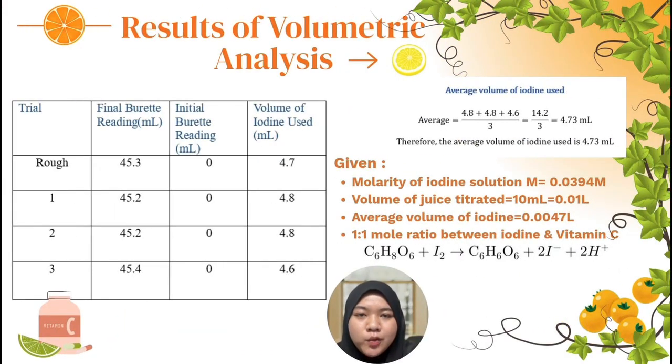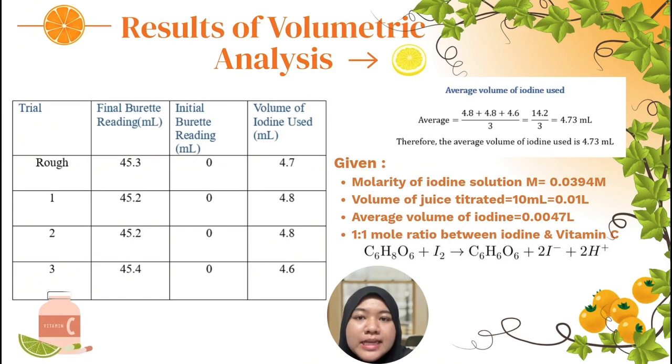On this slide, I will explain the result of the volumetric analysis used to determine the vitamin C content in the juice sample. The 3 titration trials were carried out, giving iodine volumes of 4.8 ml, 4.8 ml, and 4.6 ml, and the rough titration value was 4.7 ml. The average volume of iodine used was calculated as 4.73 ml. The iodine solution had a molarity of 0.0394 mol, and 10 ml of juice sample was titrated.